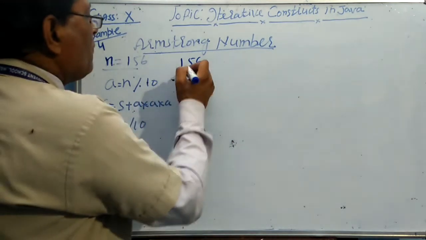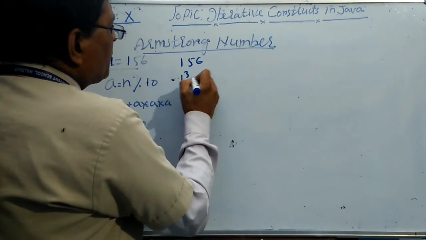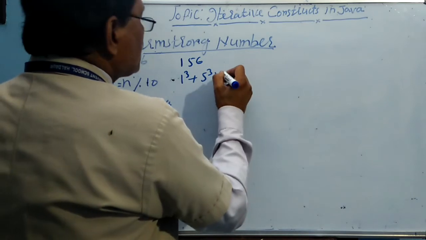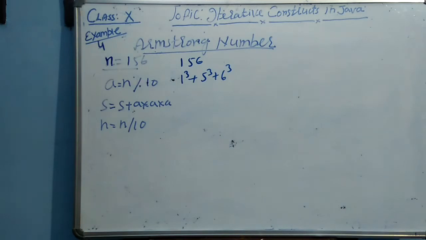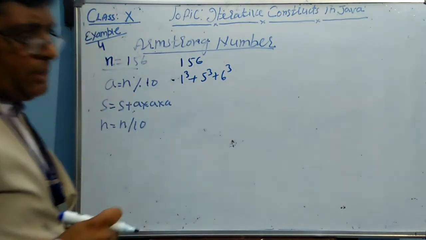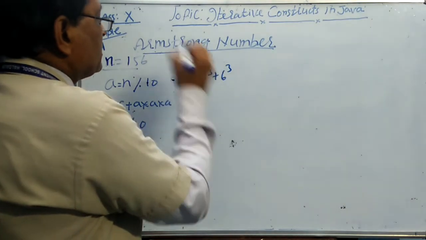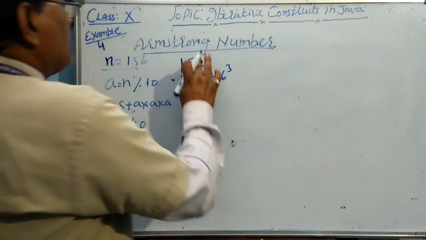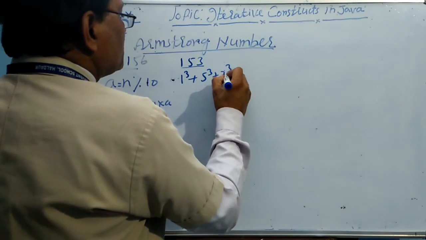If we take the cube of all the digits and sum them, meaning 1 cube plus 5 cube plus 6 cube, and the sum of the cubes of all digits is equal to the number itself, that is called an Armstrong number. Suppose your number is 153.